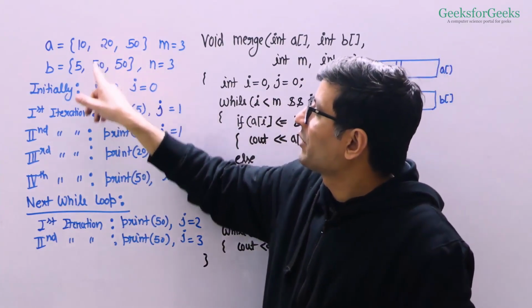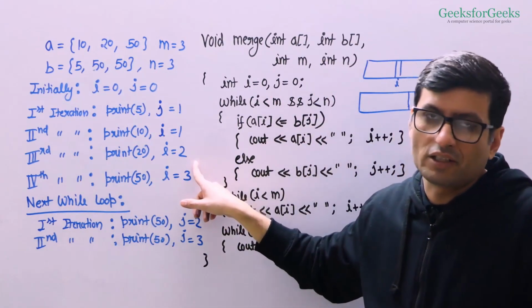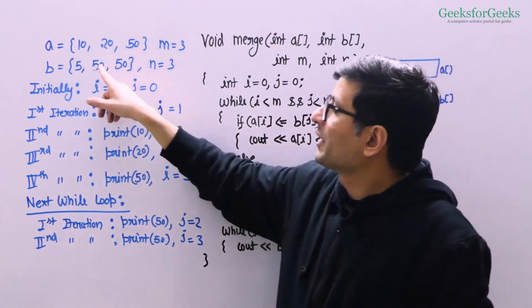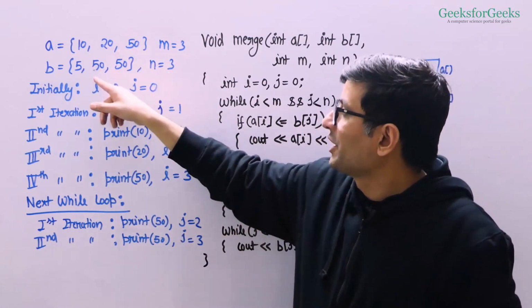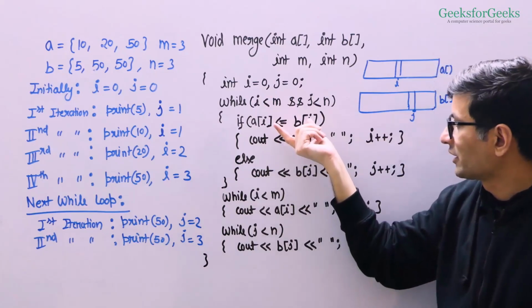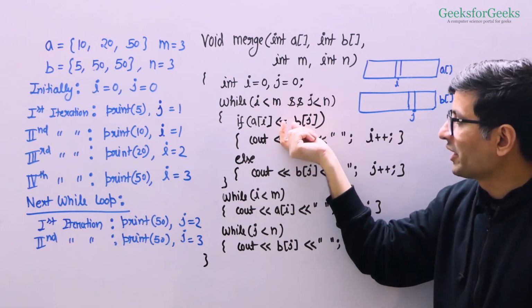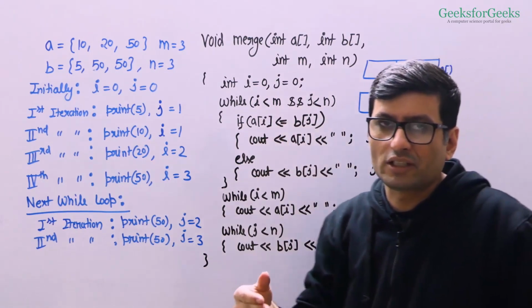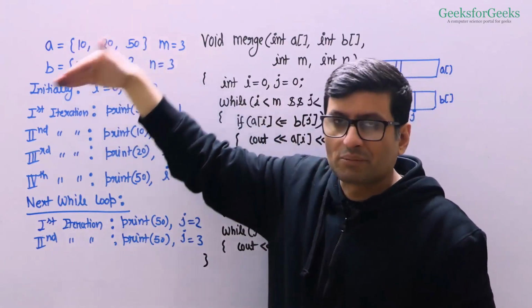We compare 50 and 20. 20 is smaller, so we print 20 and i becomes 2. We compare 50 and 50. They are the same, right? So we fall into this if case. See, again I'm telling you, the equal case is used to ensure that the first array's elements appear first.